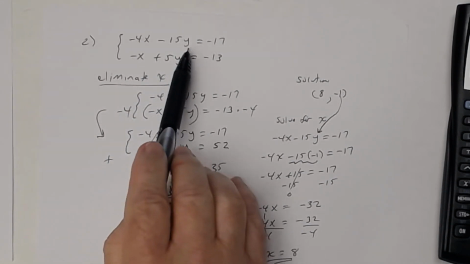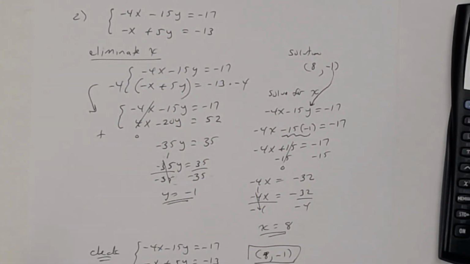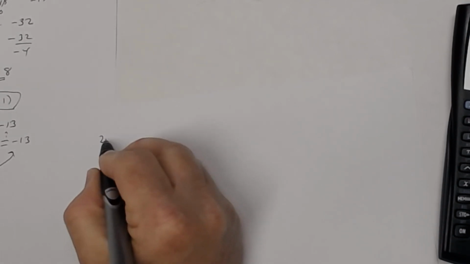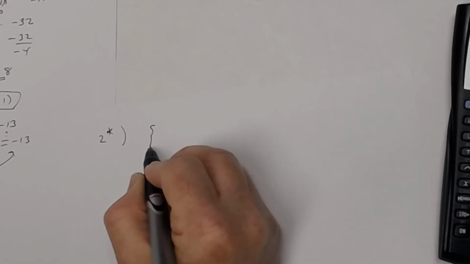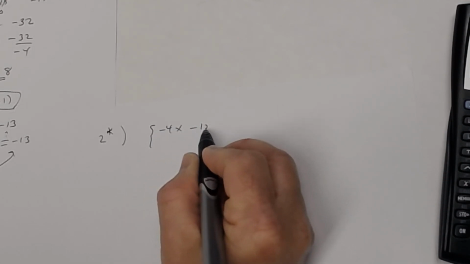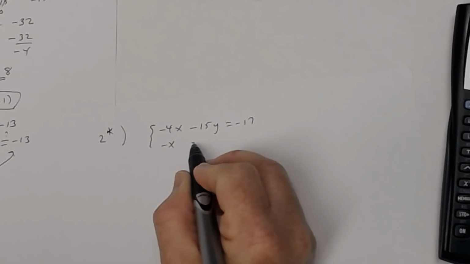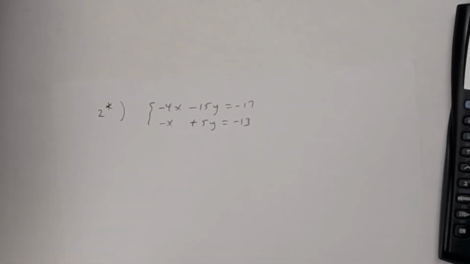If someone had eliminated the y's, so let's talk about that. Let's do number 2 using y's. I think it won't take that long. So I'm going to do number 2. This time I am going to eliminate the y instead, because some of you could have done that. So instead of eliminating the x's, some of you could have eliminated the y's instead.